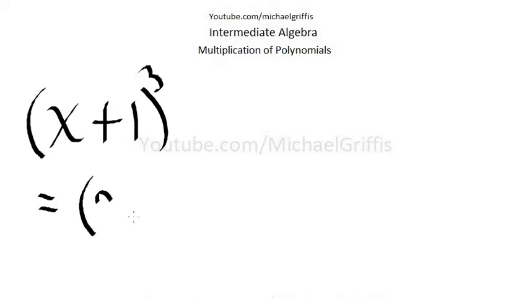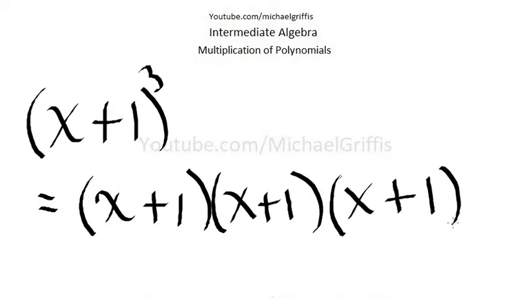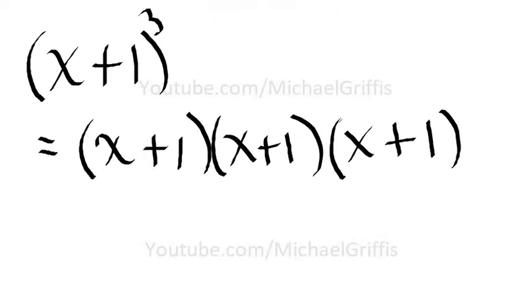This means that it's x plus 1 times x plus 1 times x plus 1. There's 3 of them. So how do we go about multiplying these together? Well, we chew it off a little bit at a time.